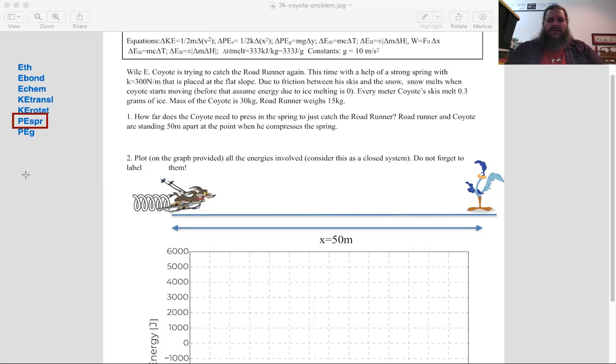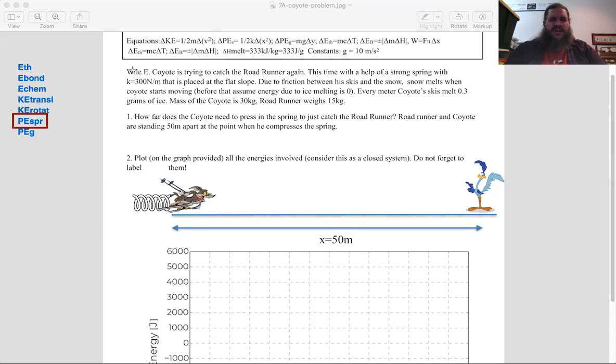What else is happening here that might be related to one of these energies? Yeah, friction is definitely, well, friction is really a force, not an energy, but it is causing a transfer of energy, specifically a transfer of energy to what? What is friction actually doing here? Is the friction causing temperature to change? What specifically does the problem say is happening as a result of that friction? Yeah, snow is melting.